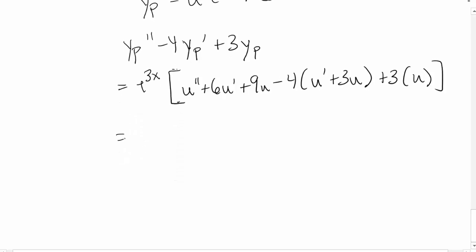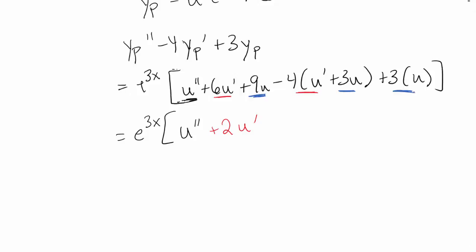So if I start combining like terms, I've got an e to the 3x, and I only have a single u double prime from there. If I start tracking down my primes, I've got a plus 6u prime and a minus 4u prime, so that's a total of plus 2u prime. And then I've got a plus 9u, minus 12u, plus 3u. Well, 9 plus 3 is 12, minus 12. I don't think there's any u left anymore, right? They'll go away.